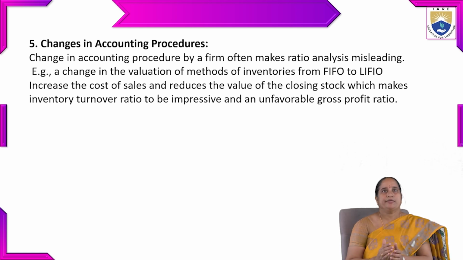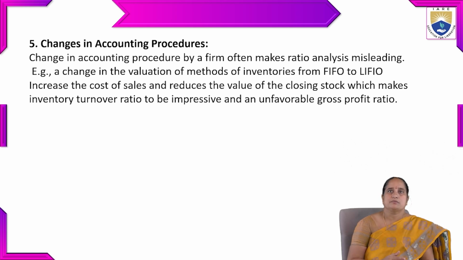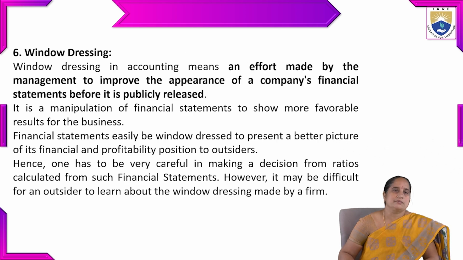For example, a change in the valuation method of inventories from FIFO to LIFO increases the cost of sales and reduces the value of closing stock, which makes the inventory turnover ratio impressive and the gross profit ratio unfavorable. So it depends on what type of method we use to analyze the data. Based on that, we can also find changes in terms of ratio analysis.